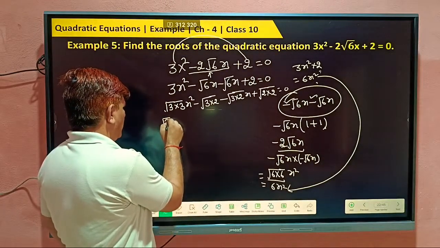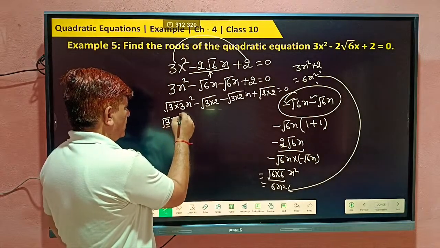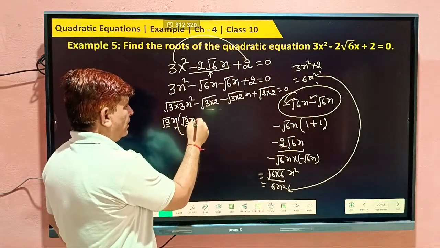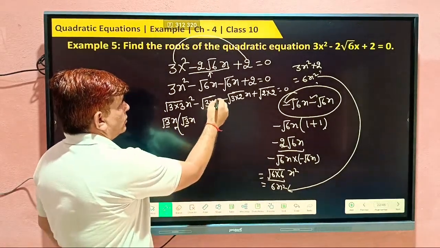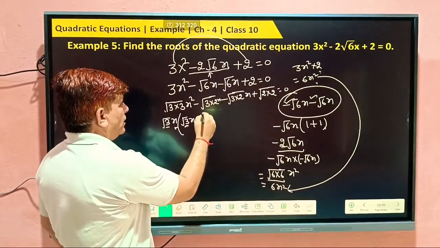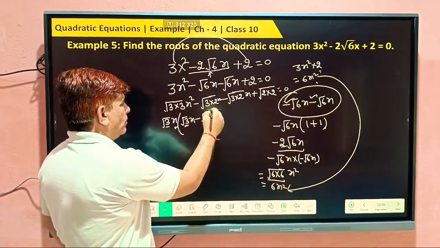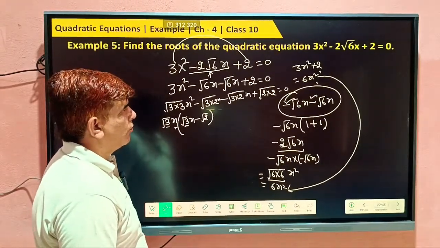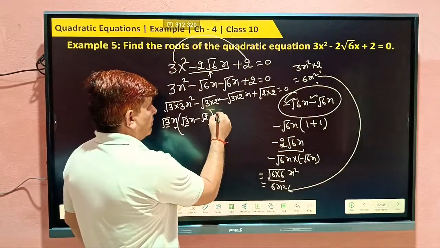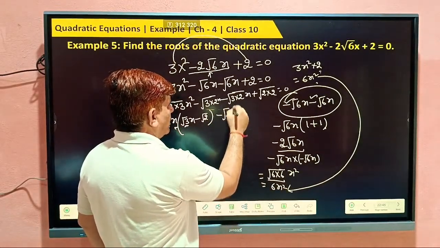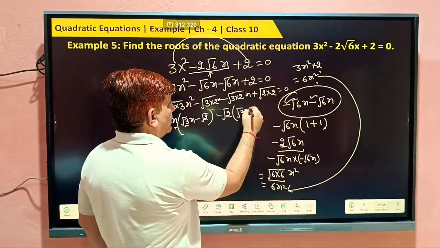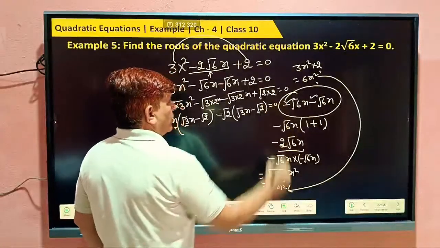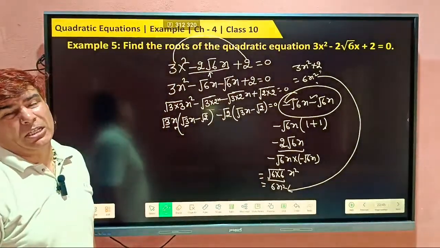Under root 3x taken common. So on one side, what's left? Under root 3x left. Here also x. So this common minus what's left? Under root 2. Yes or no? What's common here? Minus under root 2 common taken. So under root 3x minus under root 2 here. This is an important step to understand.